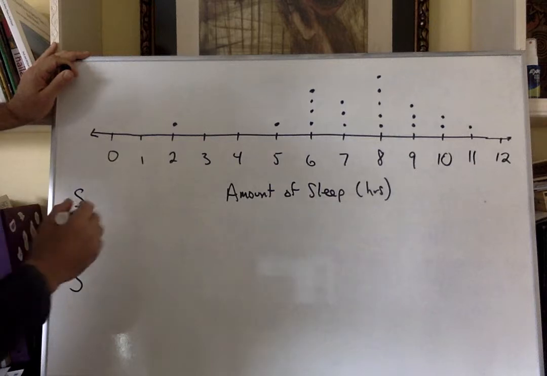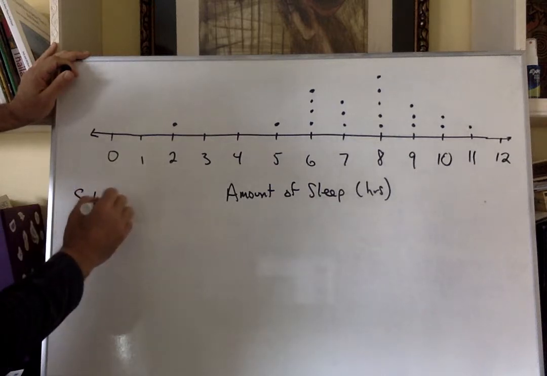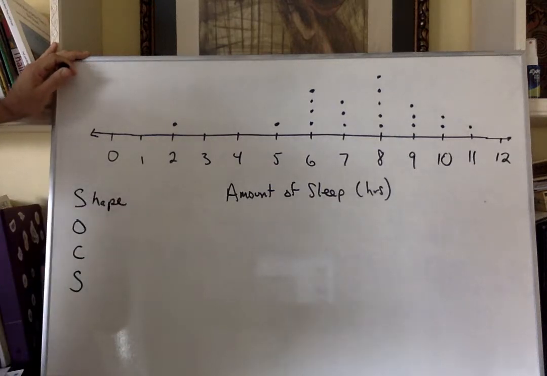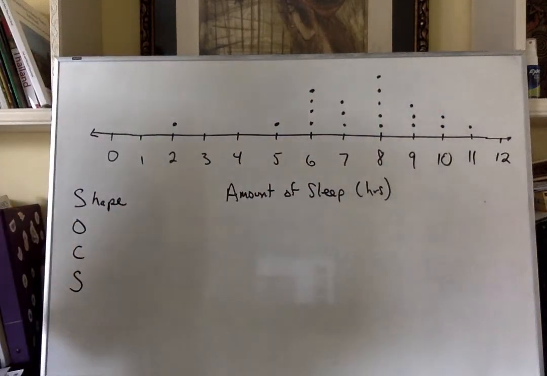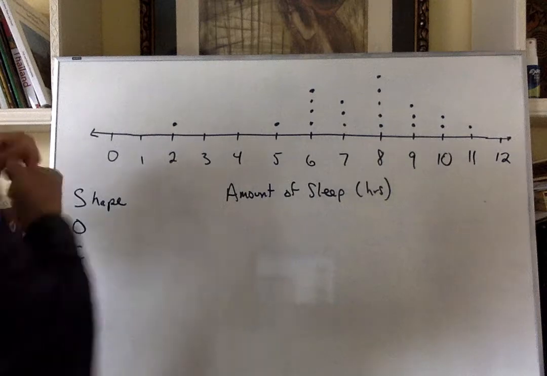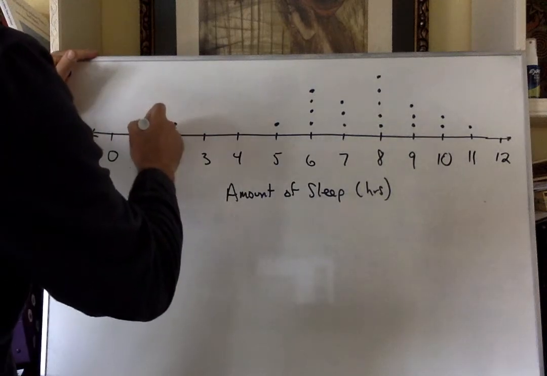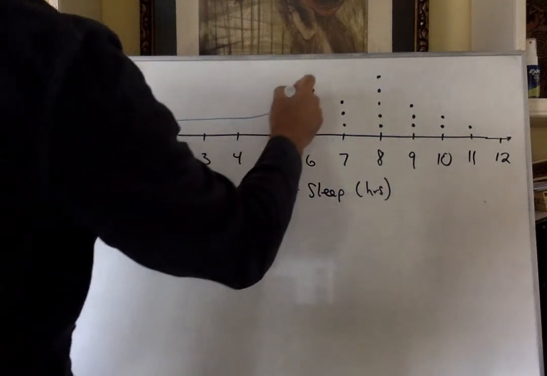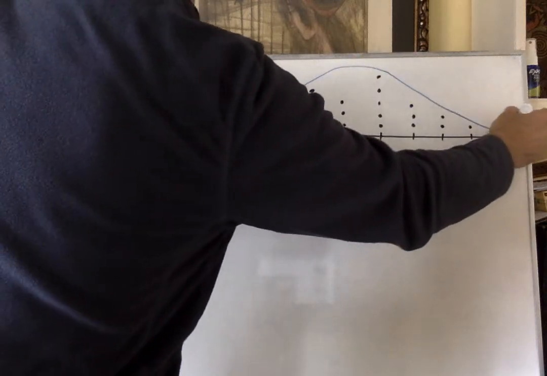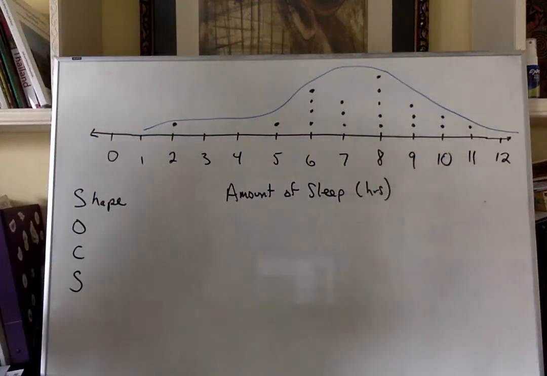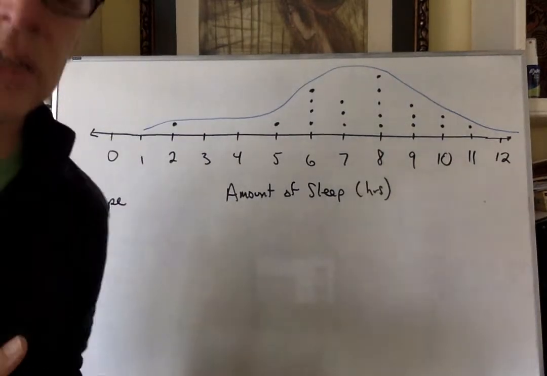This first S is tell me the shape of the data. So when I'm looking at this, the shape of the data here, well, if you kind of just blur your eyes, can you tell that it basically is a tail over here, followed by a big center, a hump, and then a tail over here? That is a really common shape. You'll see that all the time in data.